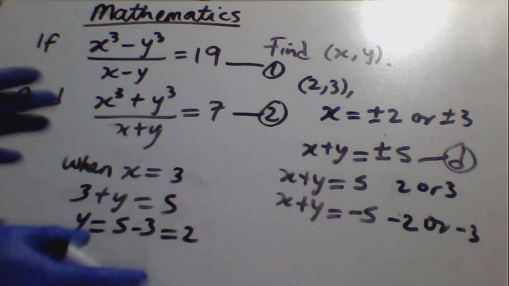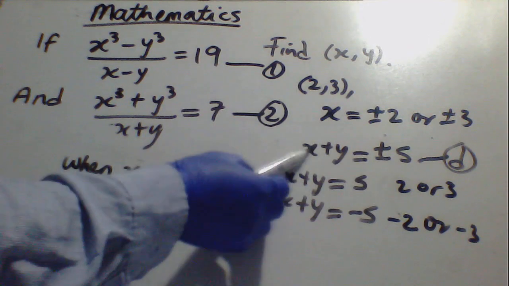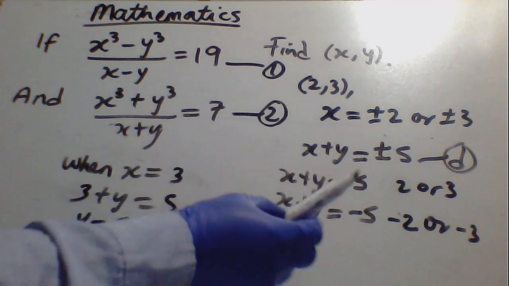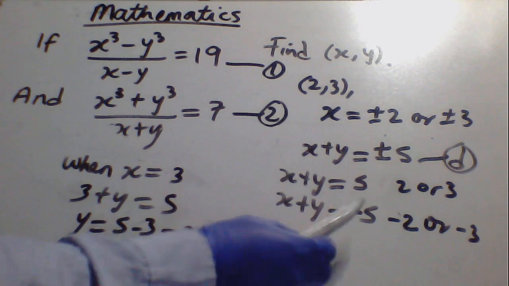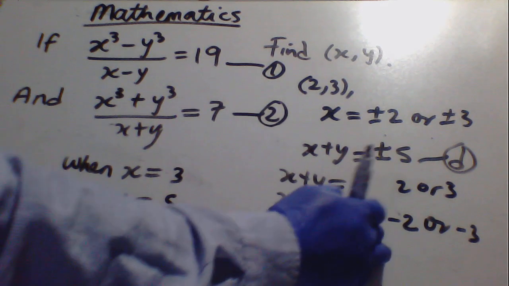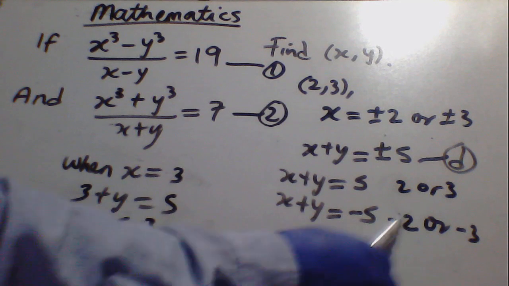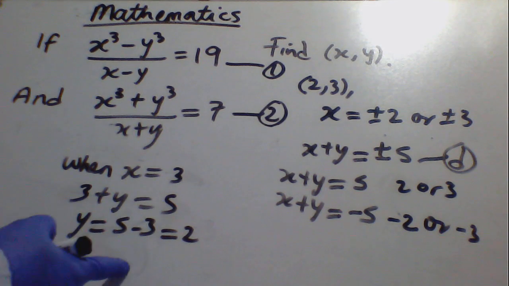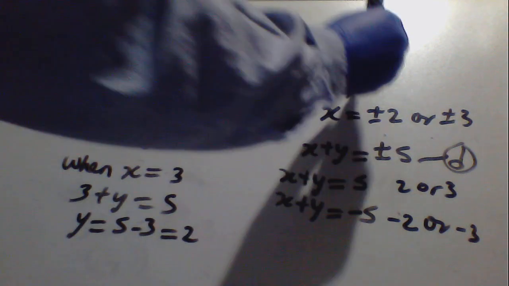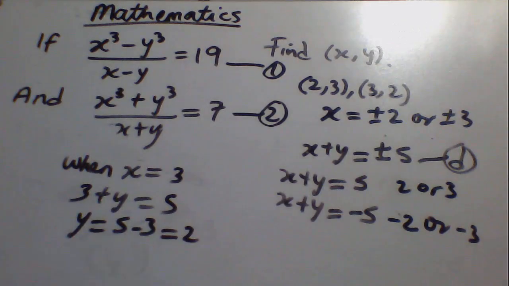When we equate the first equation, s plus y, we use positive. That way we have 2 and 3. And the other one, when the right hand side of the equation is minus 5, we have two values of x, minus 2 and minus 3. So in this case, we have 3 and 2. So we are done with this one.